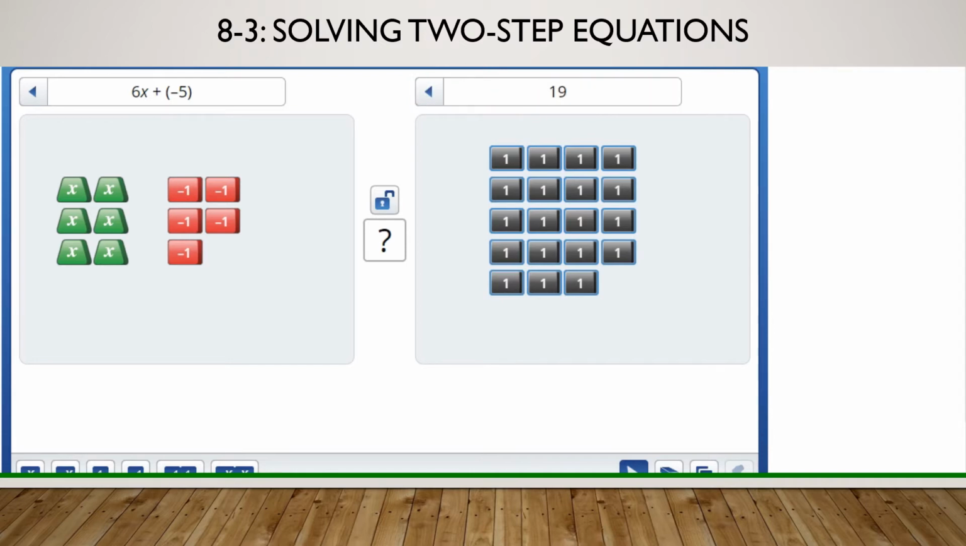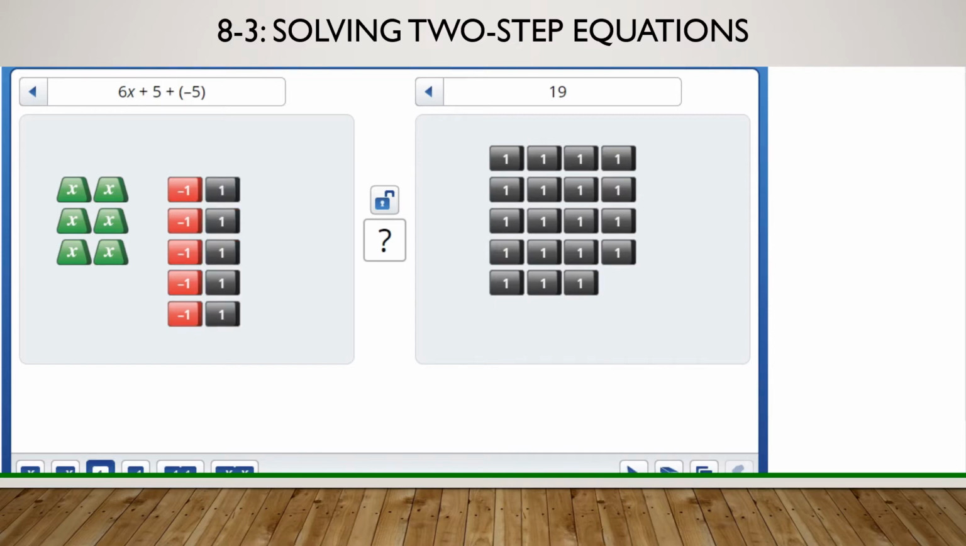So the first thing you have to do is get rid of these negative ones. In order to get rid of those negative ones, you're actually going to add ones, because we want them to cancel out and make 0. So we're going to add 1, 2, 3, 4, 5 ones.